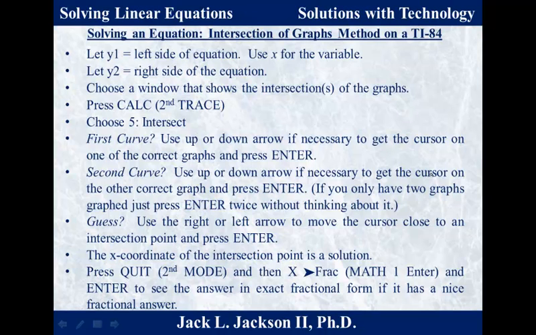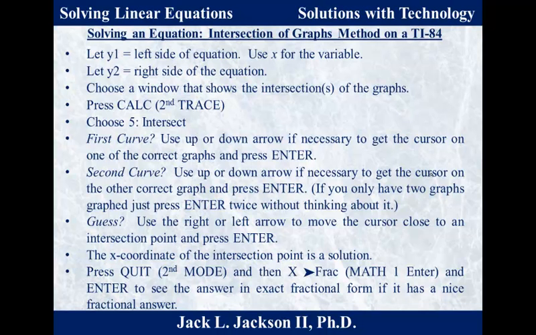So on the TI-84, here's what you want to do. Let y1 be the left side of the equation. Of course, you've got to use x for the variable if it's some other letter. Let y2 be the right side of the equation. Choose a window that shows the intersection of the graphs and graph them. You may need to manipulate the graph a little bit to find where they cross. Once you've got a place where they cross on screen, then press Calculate, which is second trace. Choose number 5, which is Intersect.